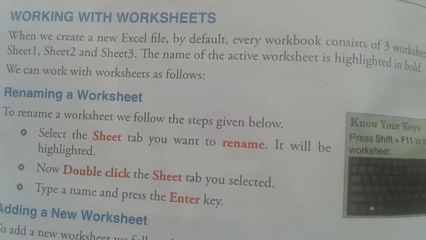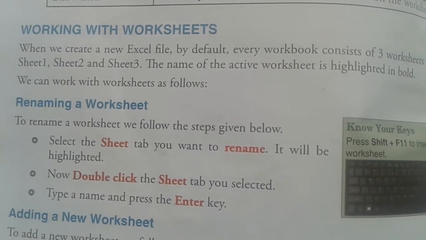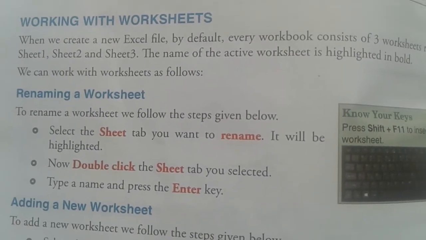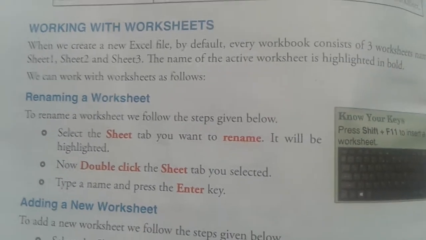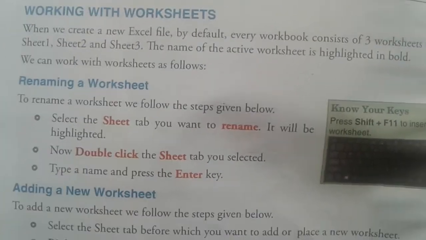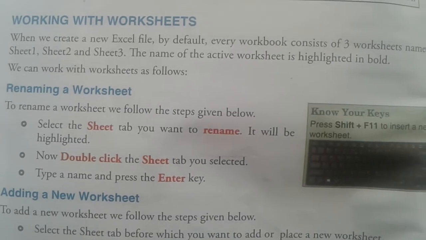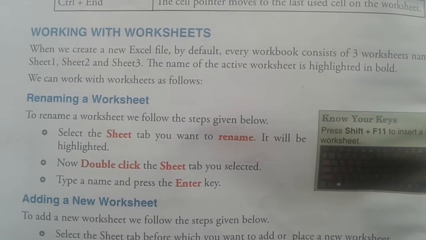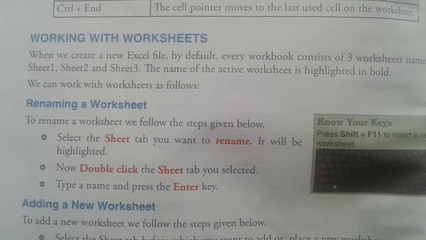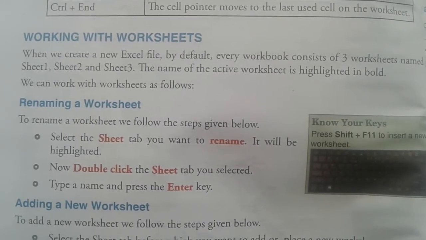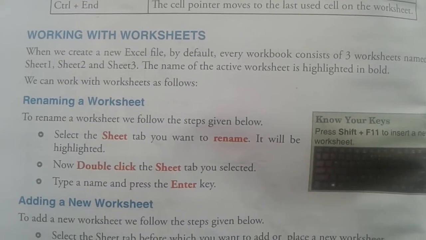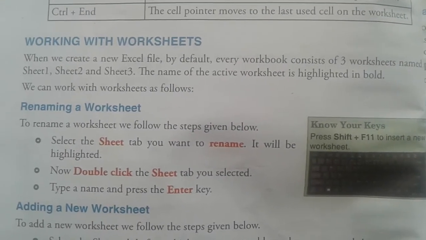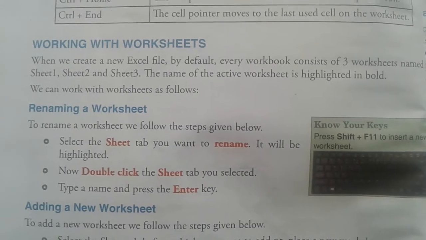Then the next point is working with worksheets. Whenever we work in a worksheet, it is called working with worksheets. By default, there are 3 worksheets. The names of the sheets are by default Sheet1, Sheet2 and Sheet3. When we create a new Excel file, by default every workbook consists of 3 worksheets. The name of the active worksheet is highlighted.